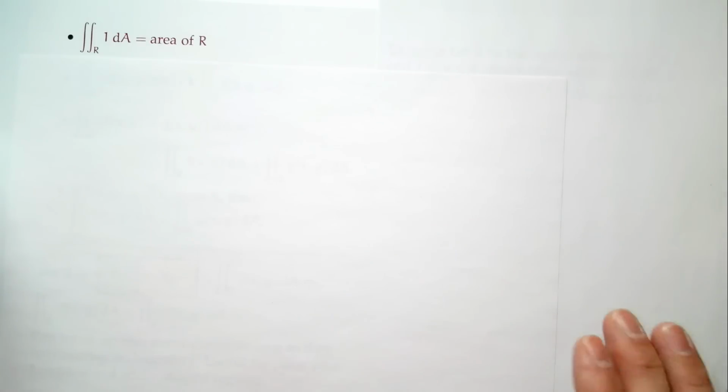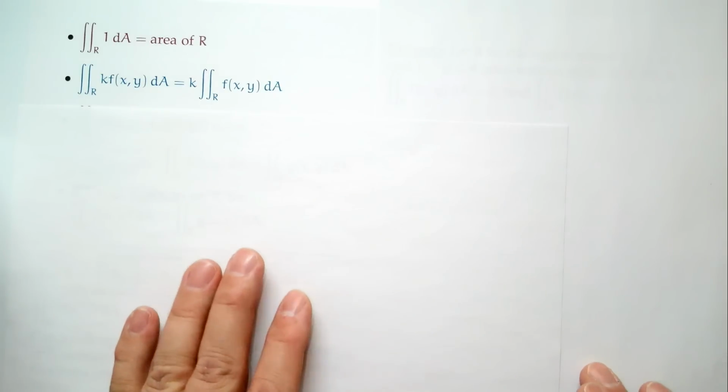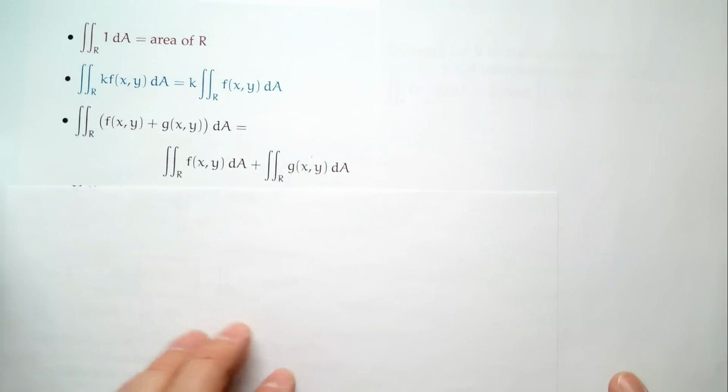The next one says if I have a constant, so I'm integrating a constant times f of xy, I can pull the constant out of the integral. Now that one also makes sense. In fact, there's two of them that go together. The next one says if I'm integrating the sum of two things, f plus g, I can integrate just f, and then I can integrate just g, and I add the results together.